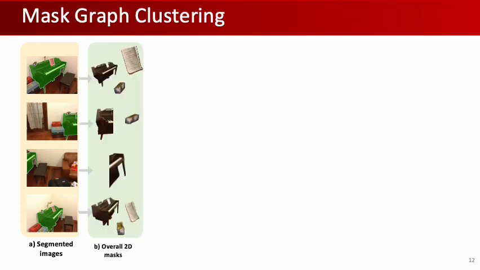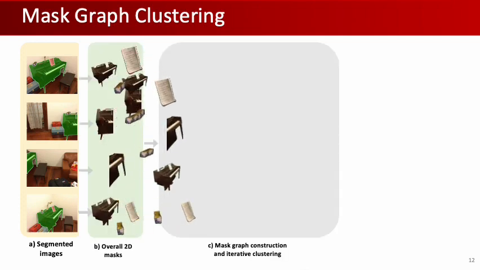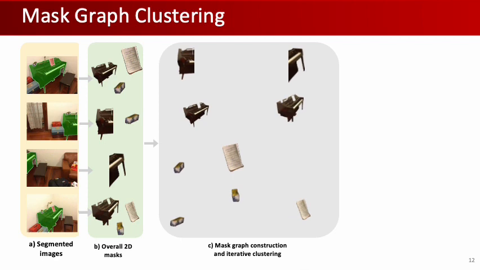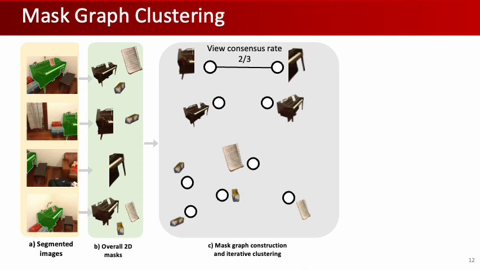For clarity, we only visualize 3 objects in the figure. First, we run the 2D instance segmentation model on the entire sequence and extract all 2D masks. To enhance global consistency, we construct a graph where each 2D mask serves as a node. For the 2 masks corresponding to the left and right sides of the same piano, we've just computed their view consensus rate. Since it surpasses a certain threshold, we connect them with an edge. We repeat this process for all nodes, establishing edges accordingly.